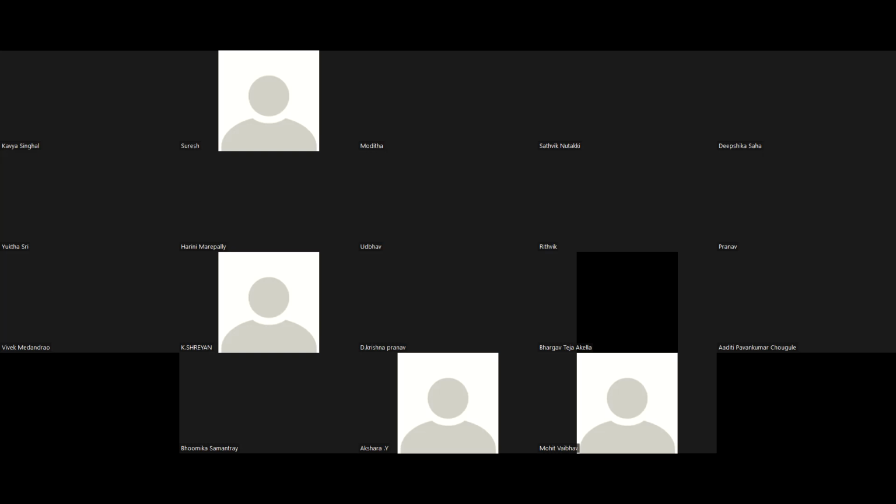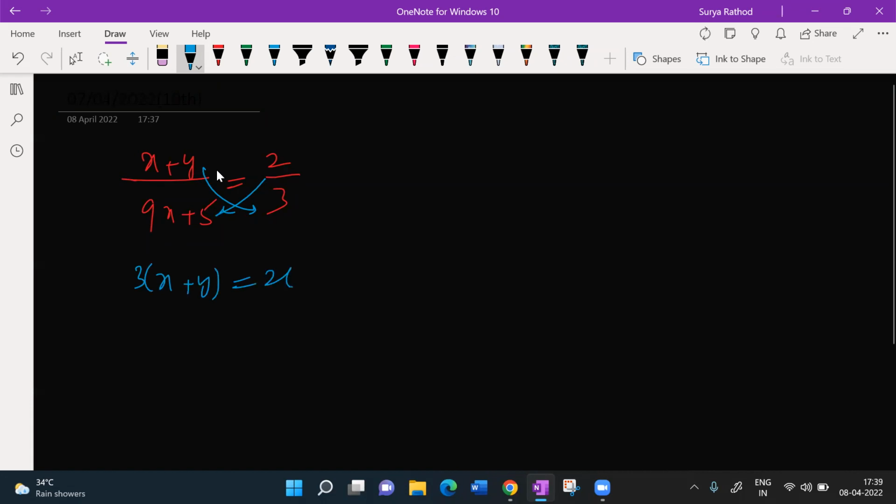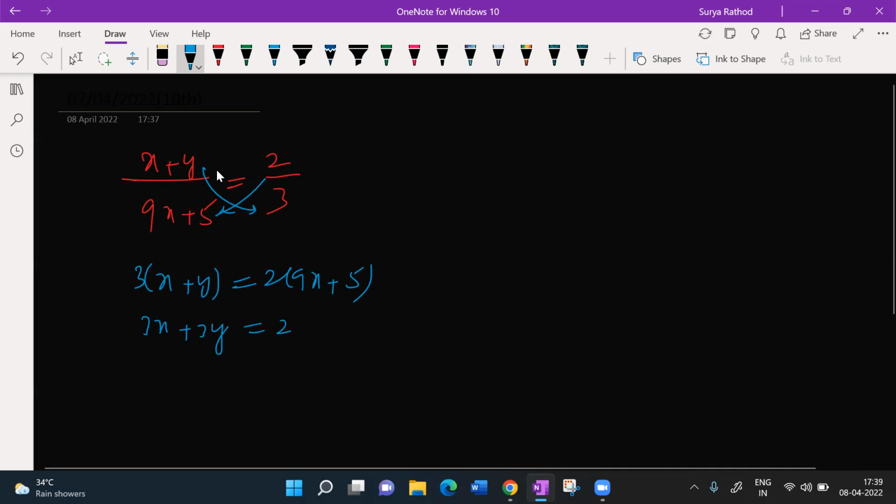Okay, we'll start now. What was your problem? Cross multiplication of two linear equations in two variables. Suppose I have something like 2x plus y over 9x plus 5 is equal to 2 by 3. How to cross multiply this? So 3 into x plus y is equal to 2 into 9x plus 5. So 3x plus 3y is equal to 18x plus 10.